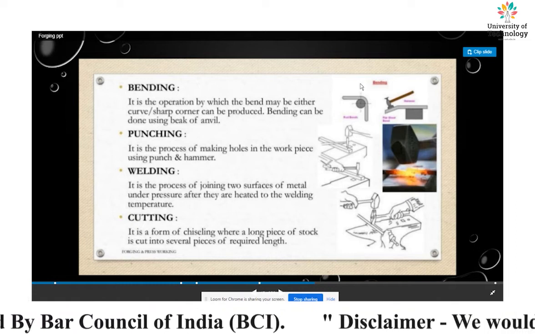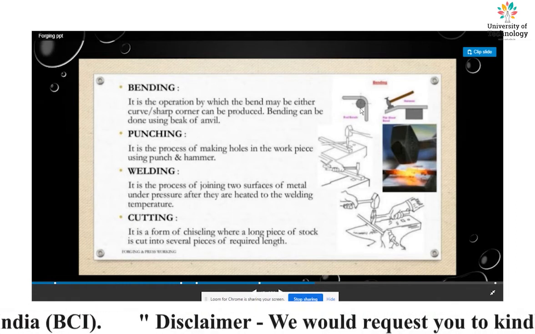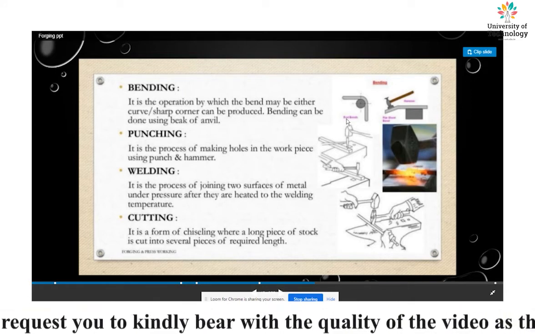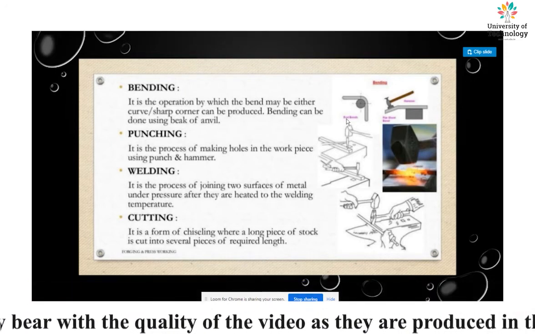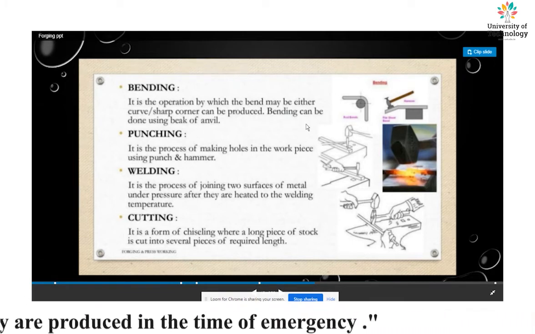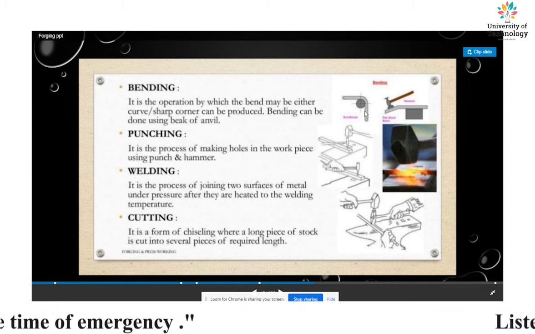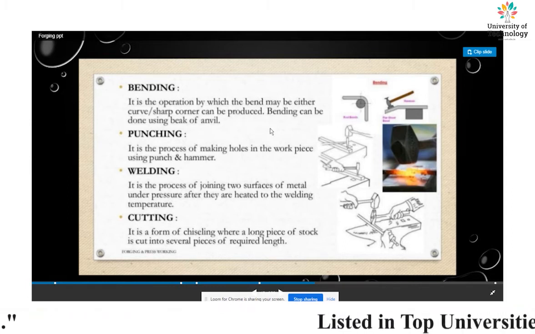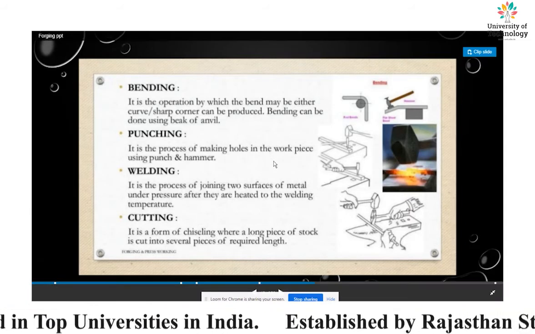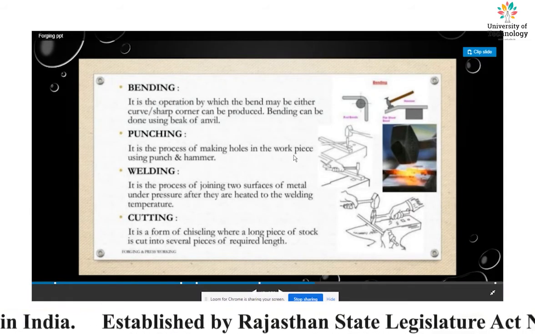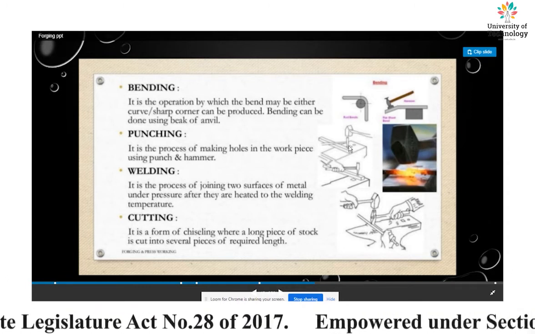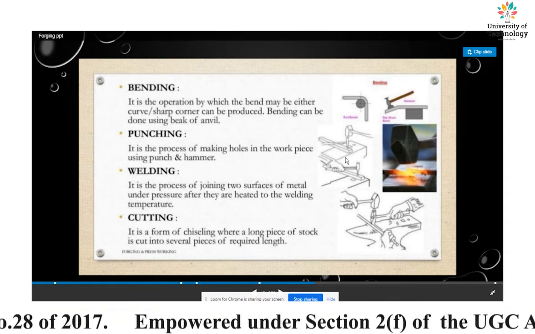Bending, there is a bending operation figure here. It is the operation by which a bend, either a curve or a sharp corner, can be produced. Bending can be done using the beak of an anvil like this. And punching is the process of making a hole in the workpiece using a punch and hammer like this figure, with the hammer, punch, workpiece and the base.